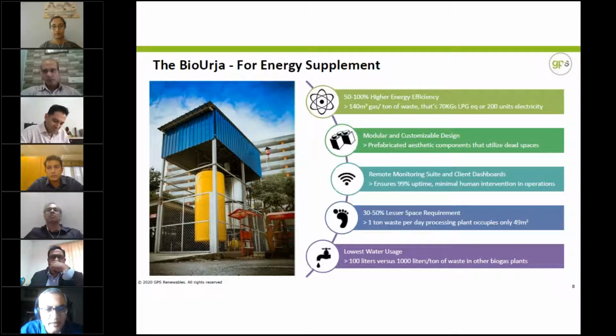There are other things like customization. We can put the biogas in the smallest possible place. Nobody else can. These are all additional factors to it, but this is in essence the numbers that we're looking at.